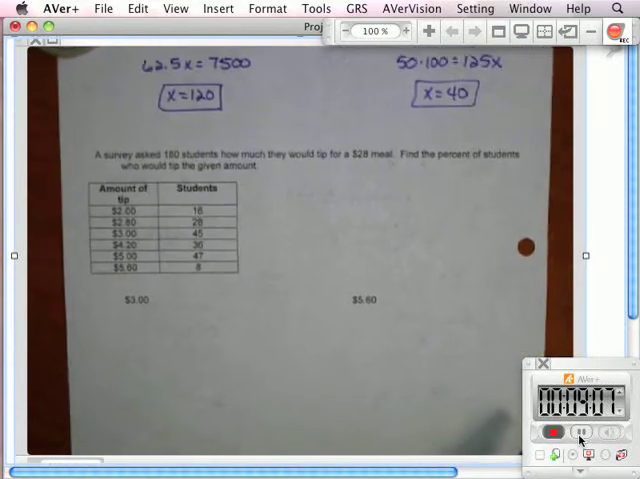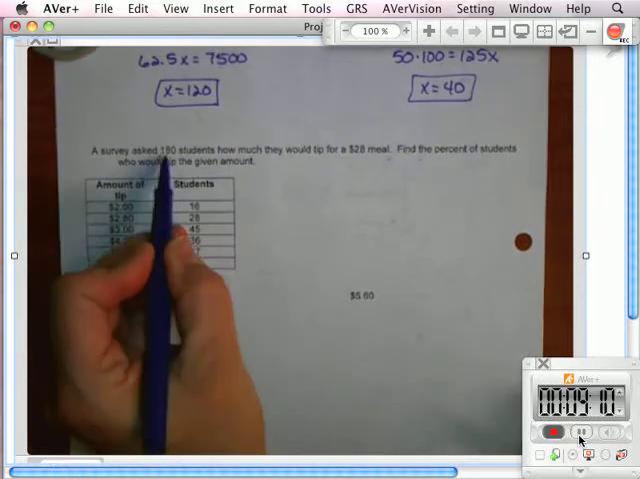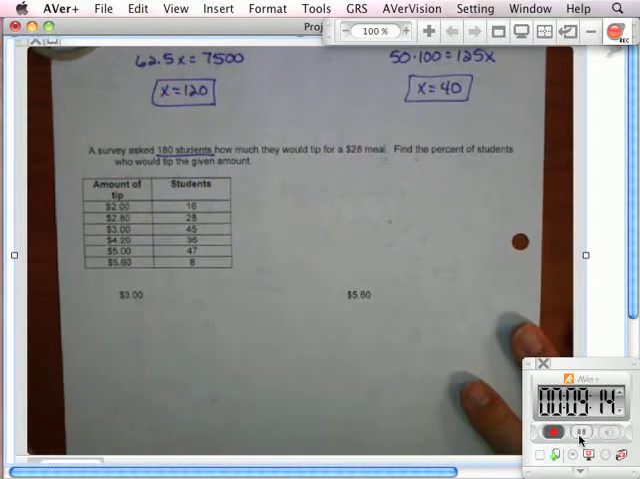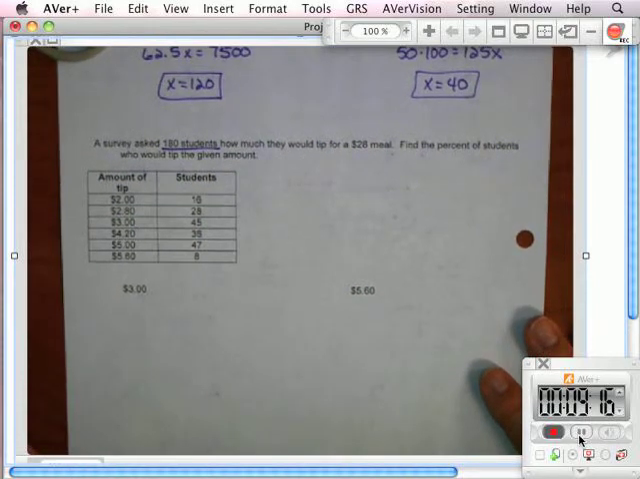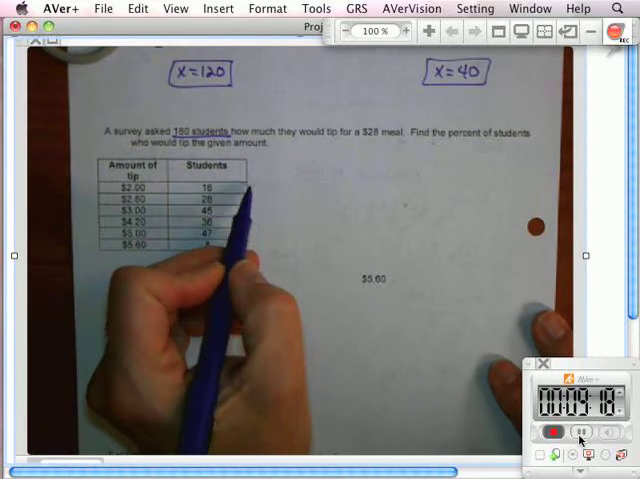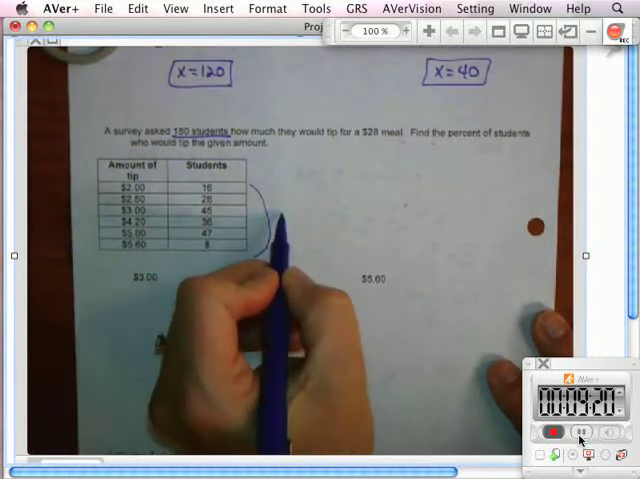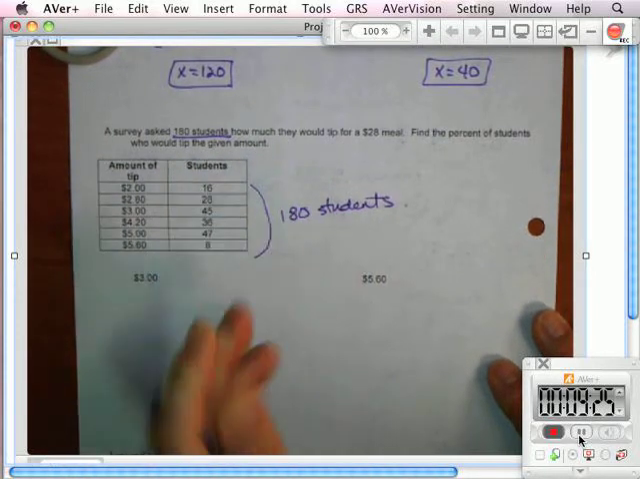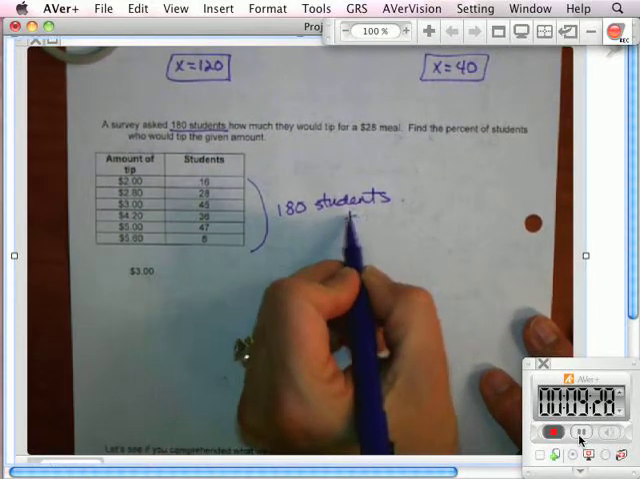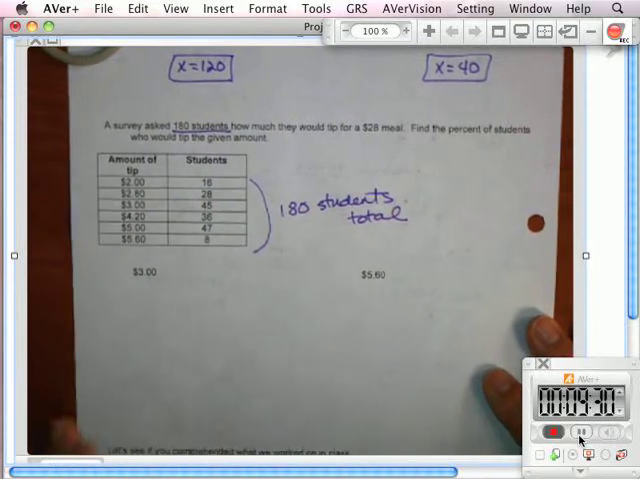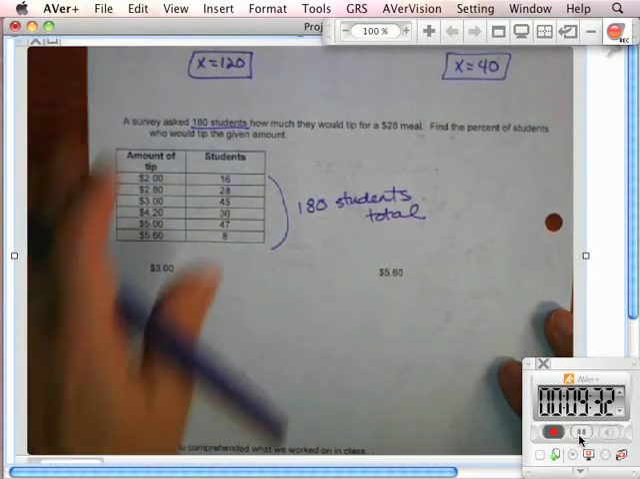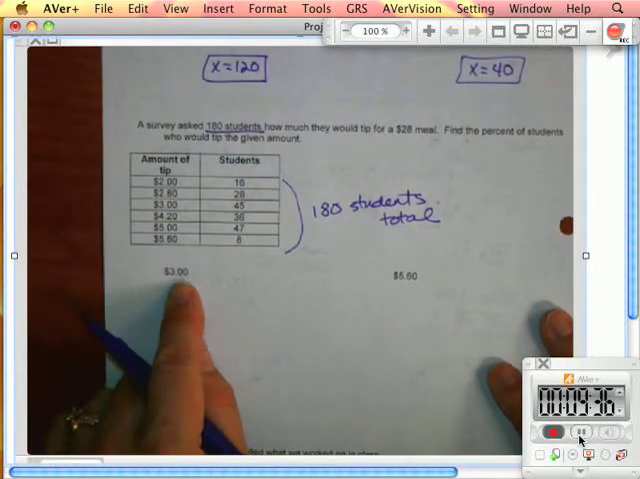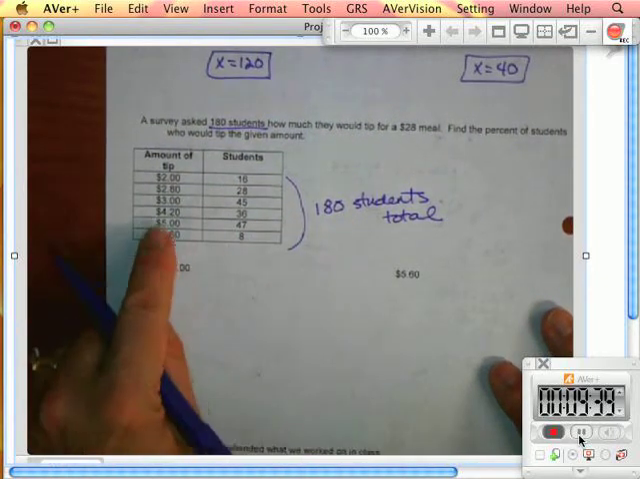Okay. A survey asked 180 students how much they would tip for a $28 meal. Find the percent of students who would tip the given amount. So you need a total, which they gave us. We have a total of 180 students. In order to find percent, you need a total. That's a lot of students in one class. Okay. It might not have been one class. It's a survey. All right, so then they say, well, what percentage of these total 180 tip $3?